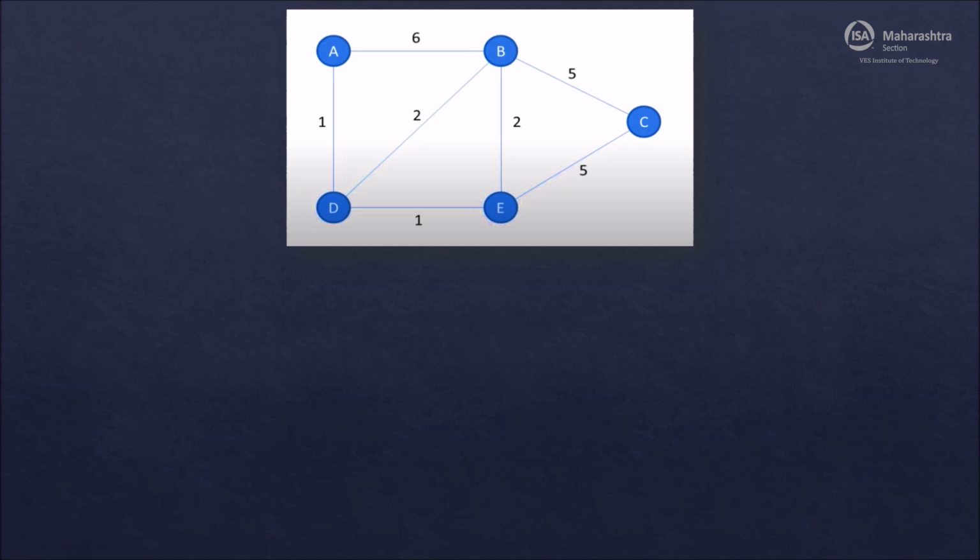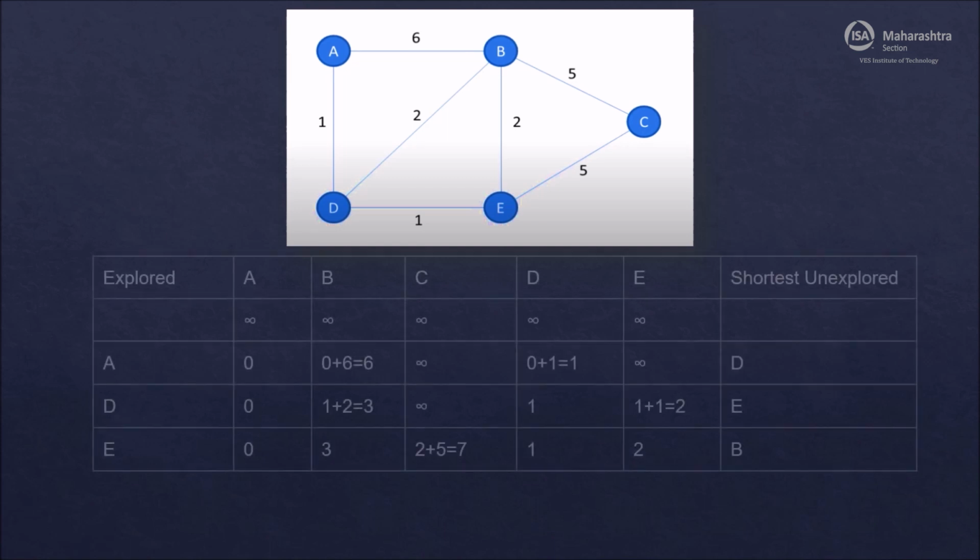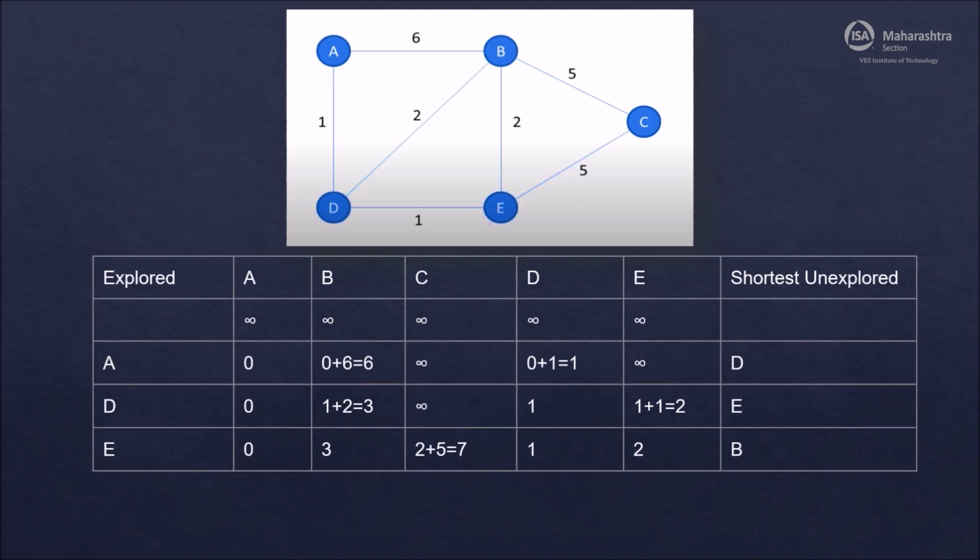So from E to B, we are going to calculate, which is 2 plus 2, which is 4. But we are having the value as 3, so we will not change it. Then the next is C, which is 2 plus 5, which is equal to 7, which is less than infinity, so we are going to change it. Again, D will remain constant and E will remain constant. So from these values 0, 3, 7, 1 and 2, as we know, we are not going to take the values of the nodes which are explored, that is A, D and E. So the minimum value from 3 and 7 is 3. So we are going to explore node B next.